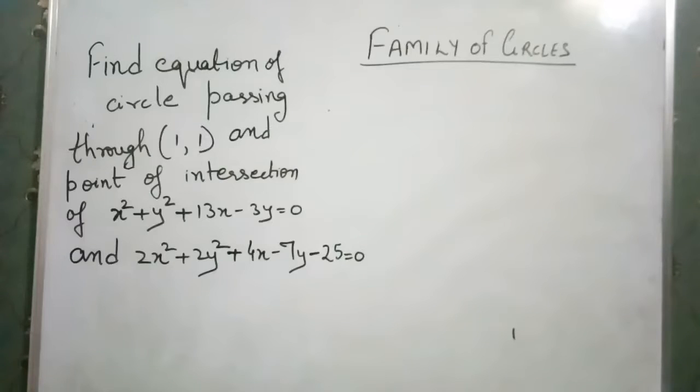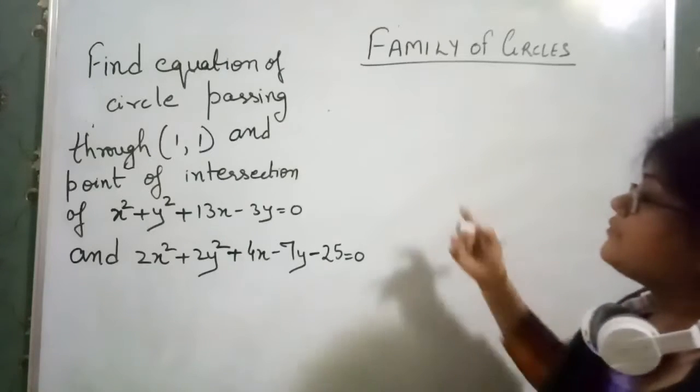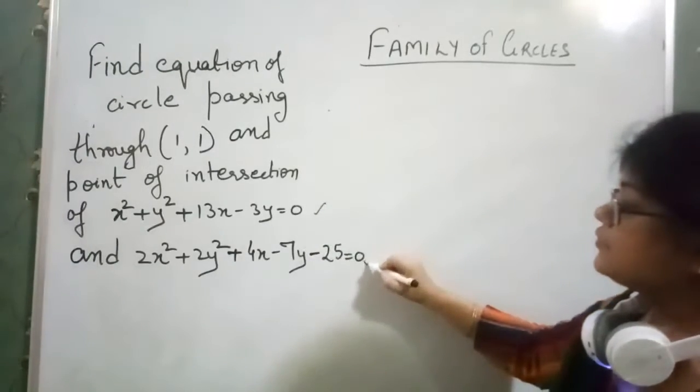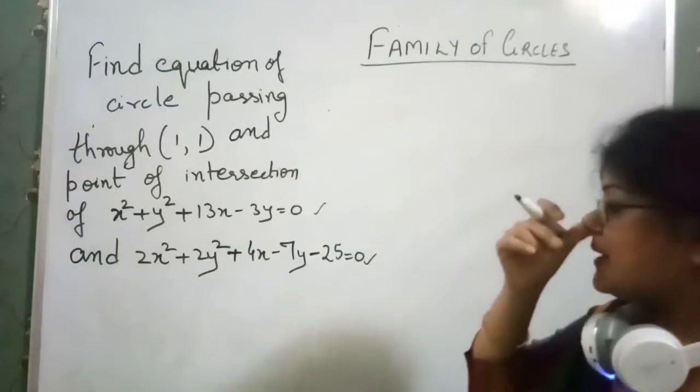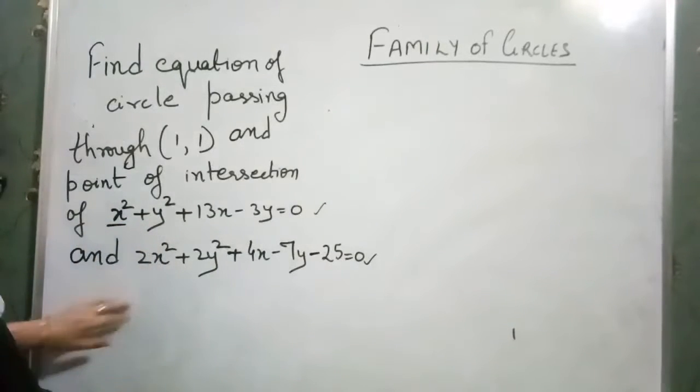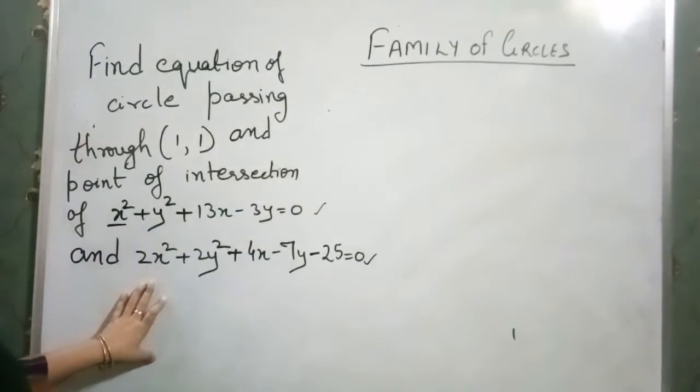Now just see another type of question on our screen: find the equation of the circle passing through (1, 1) and the point of intersection of these two circles. Okay, now there's a case where we have to find the equation of a circle which passes through the intersection of two circles. Clear? But here we see that this circle is in the standard form, but the other one is not in the standard form.